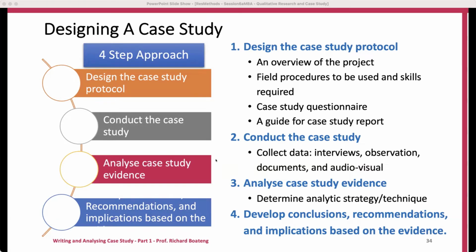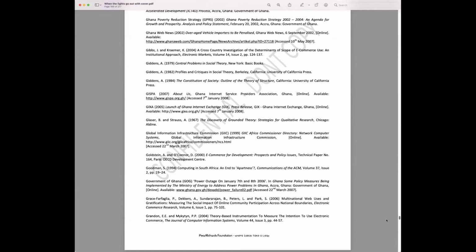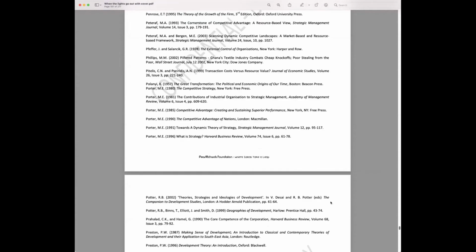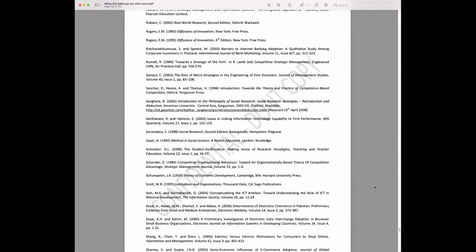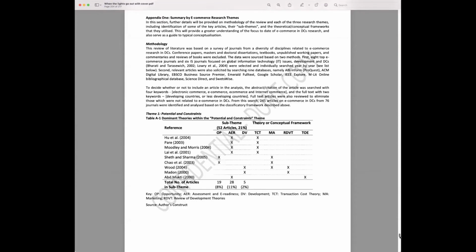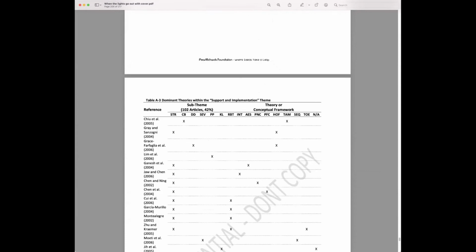Okay, so this is my PhD. I quickly want to show you what case study protocols look like. This is not the full document of the case study, but an extract of it. Usually the case study protocol tells you about the objectives of the study, the research, the field procedures to be used, and then the case study questionnaire.